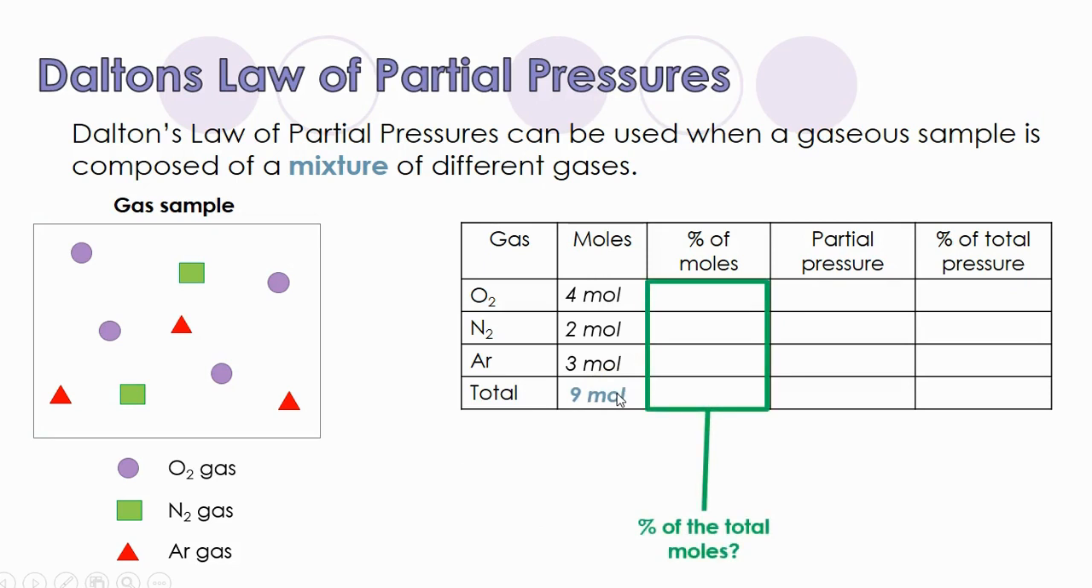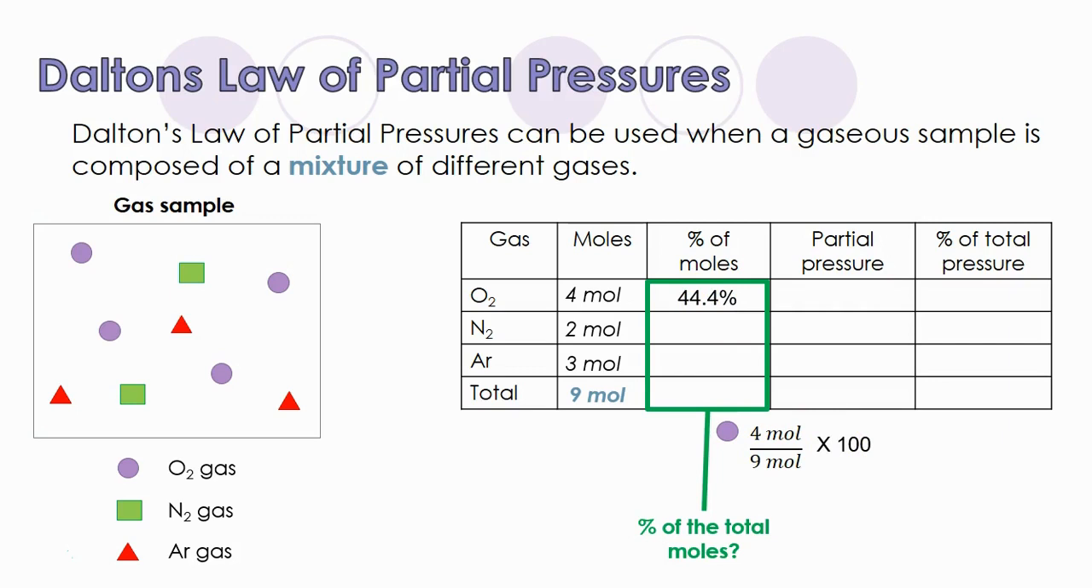What if now we wanted to figure out the percent of the total moles? So here we have to do a little bit of math. We know that we have 4 moles of oxygen gas inside the entire mixture, right? The entire mixture has a total number of 9 moles. So if we take 4 divided by 9 times 100, that's going to give us about 44.4% of oxygen gas.